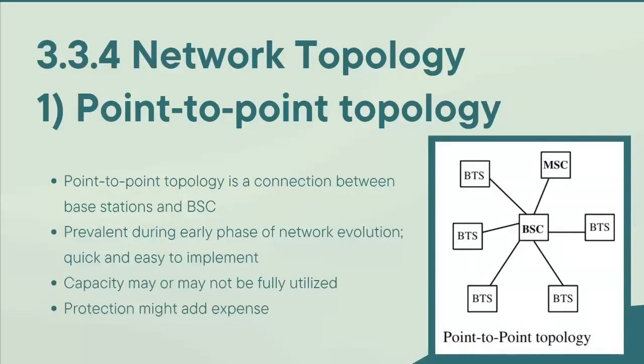So moving on to the first one, the point-to-point topology. The point-to-point topology is basically a direct connection between the base station and the base station controller, as you can see from the picture. This one was developed and heavily used during the early phase of network evolution. The drawback of this kind of topology is that its capacity may or may not be fully utilized, and the protection of this kind of topology will add some more expense.